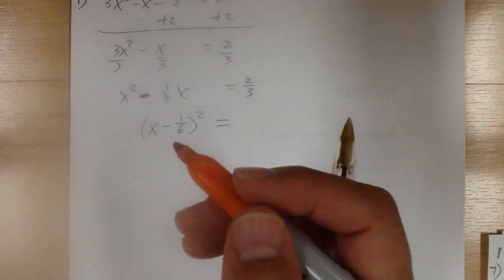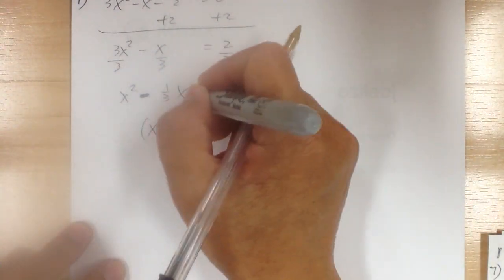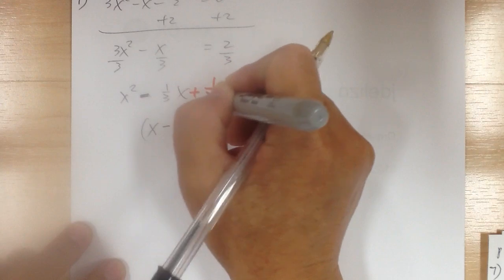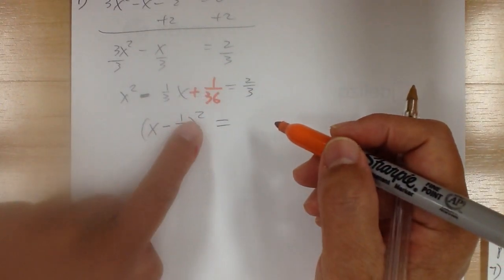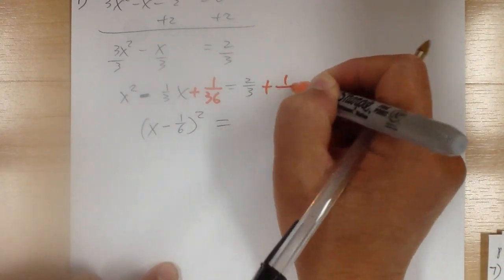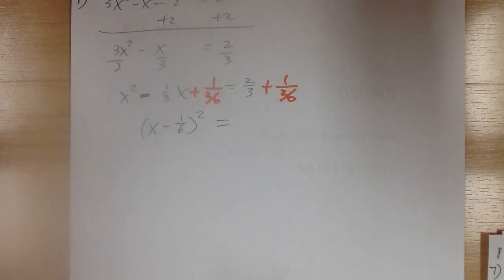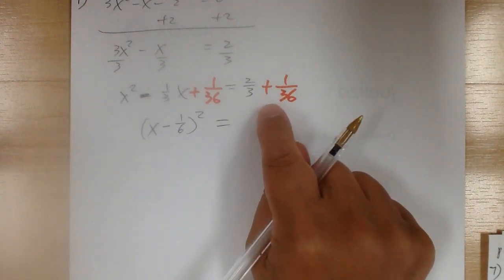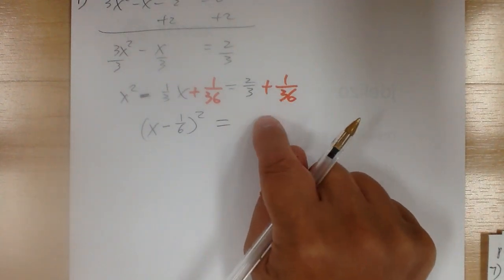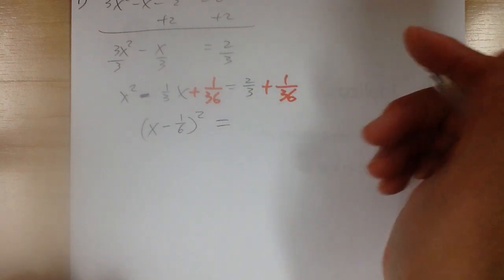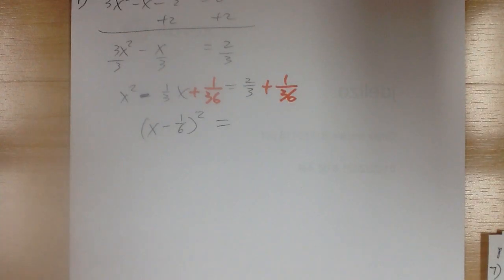Okay. Then from here, you need to plus 1 over 36, because this squared gives you that. So plus 1 over 36. And from here, you need to go ahead and add this together. So this you can go off to the side, or you can use a calculator.